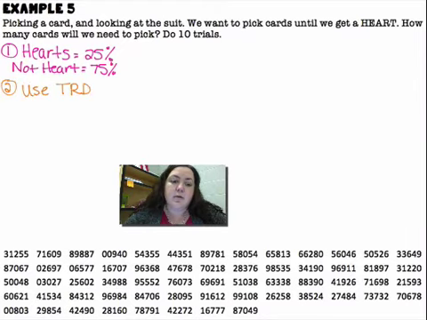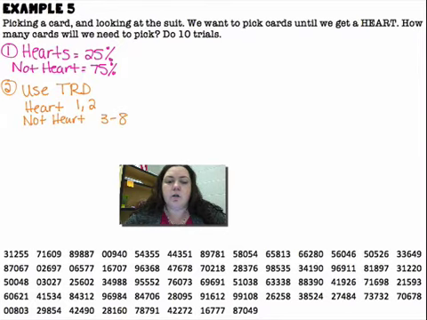I'm going to use a table of random digits. Hearts will be the numbers 1 and 2. Not a hearts will be the numbers 3 through 8. That means I'm going to ignore the numbers 9 and 0.